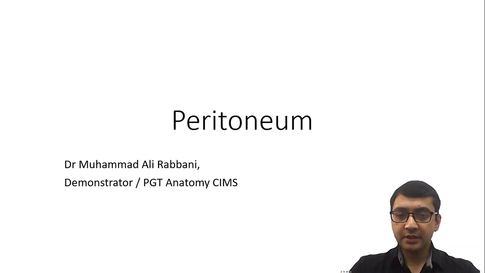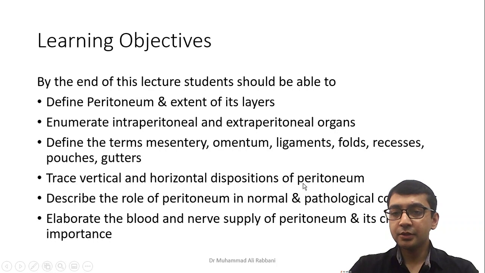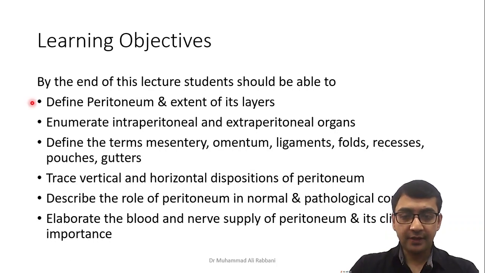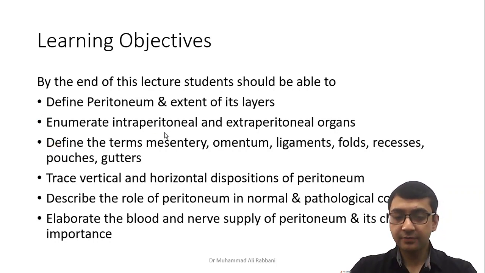Today we are going to discuss the gross anatomy of the peritoneum. By the end of this lecture, you should be able to define the peritoneum, tell about its layers and its extent, enumerate the intra- and extraperitoneal organs, define the terms mesentery, omentum, ligaments, folds, recesses, pouches, gutters, trace the vertical and horizontal disposition of peritoneum, describe the role of peritoneum in normal and pathological conditions, and elaborate the blood and nerve supply of peritoneum and its clinical importance.